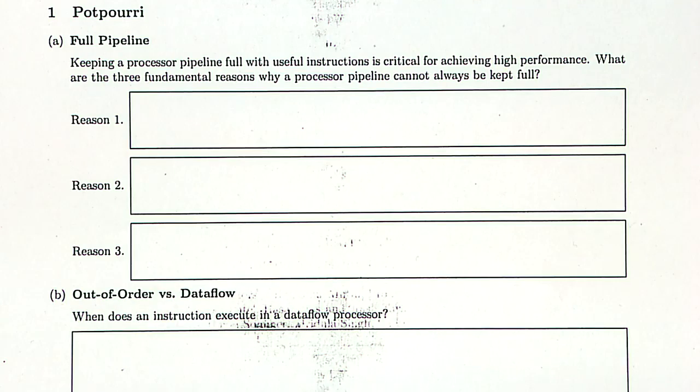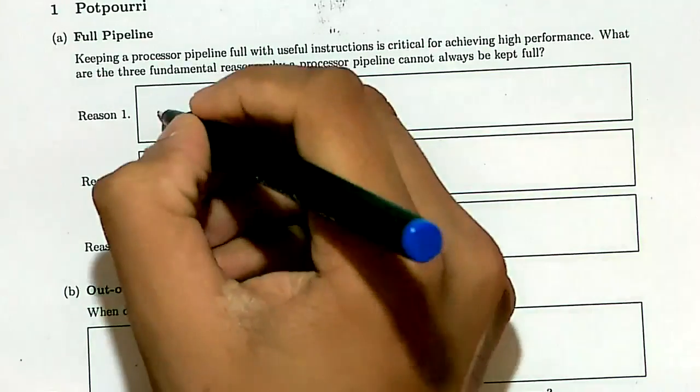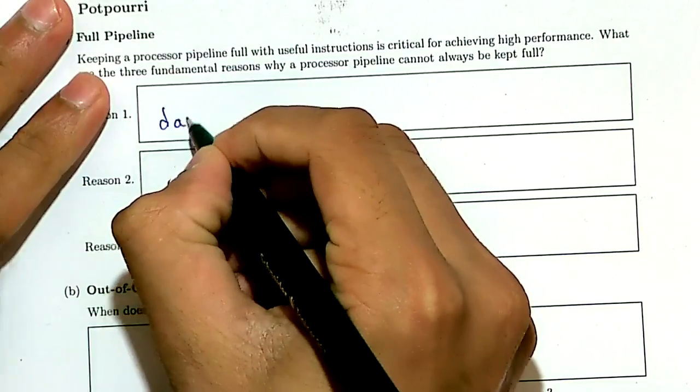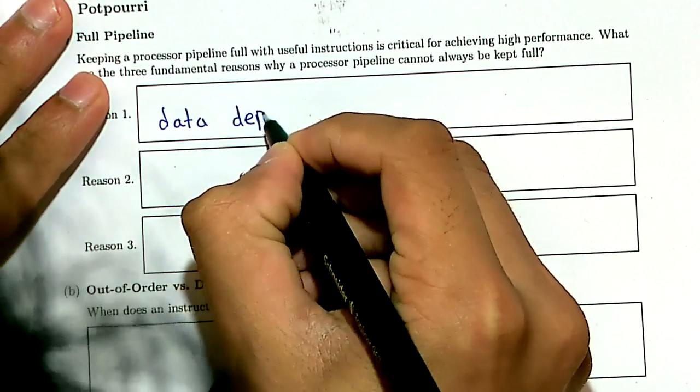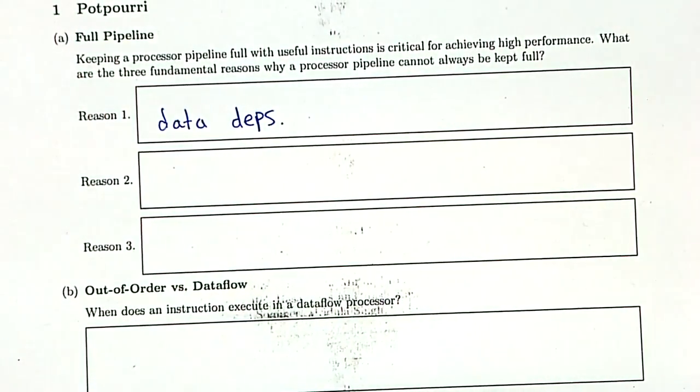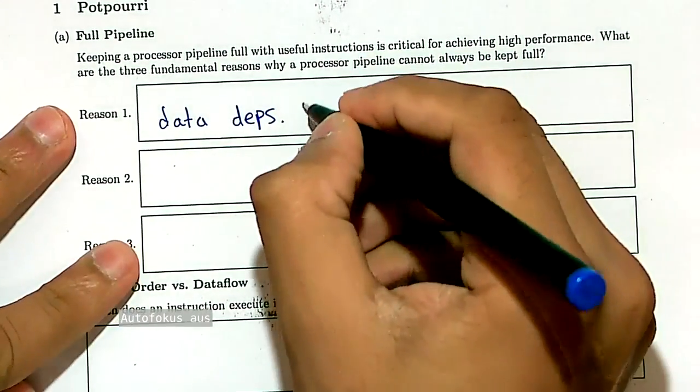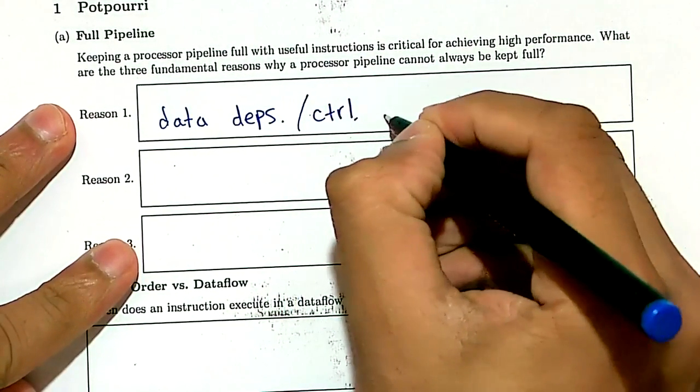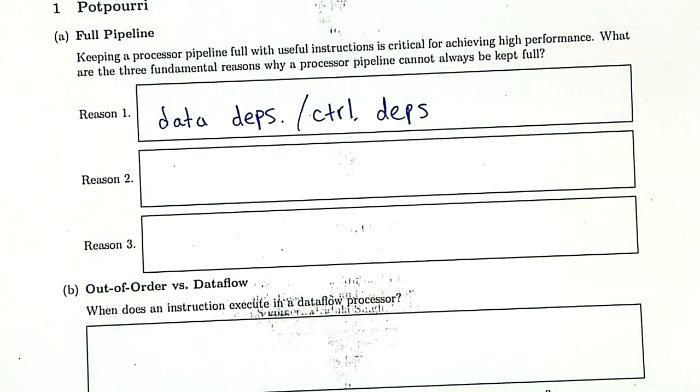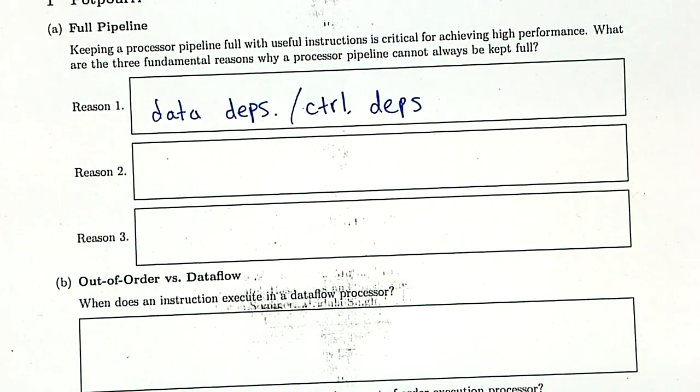That's right. Yeah, data dependencies. That's absolutely one of them. Okay, another one. Yeah, go ahead. Yeah, that's right. So that counts as control dependencies then. So data dependencies and control dependencies go together as one reason. Okay, another one.